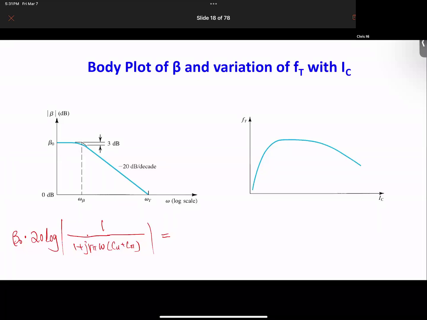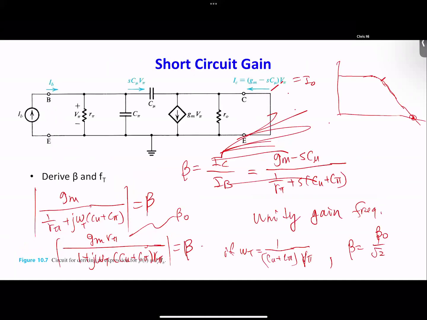basically the whole thing becomes like 1 on this. And then this is really just beta 0 at the beginning. And then it would go down at omega t. Oh no, actually this is omega beta, not omega t. Okay, omega beta, we call it omega beta. I have to go to my previous slide to correct it. Sorry about that. So this is omega beta.